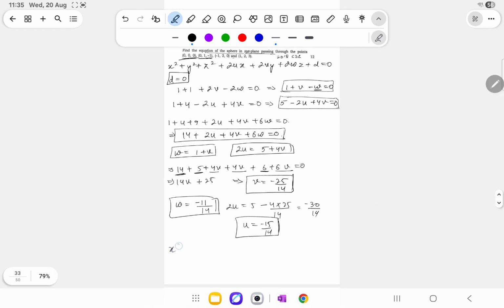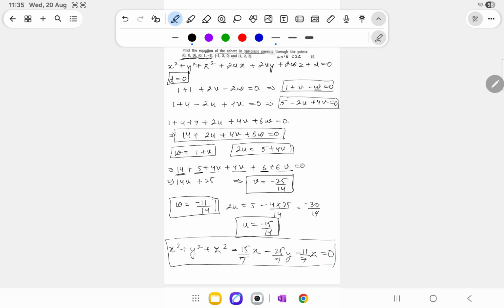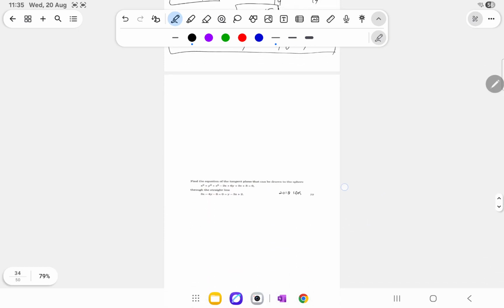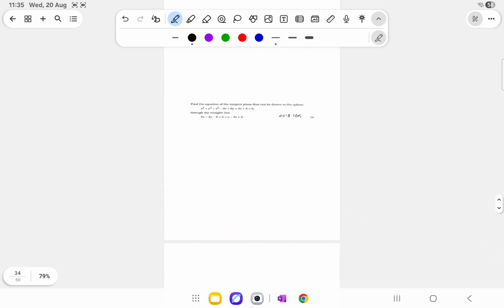So the equation of the required sphere is x square plus y square plus z square minus 15 by 7x minus 25 by 7y minus 11 by 7z, and d is 0. So this is my required equation of the sphere, which is passing through the 4 given points. So let's move on to the next question.